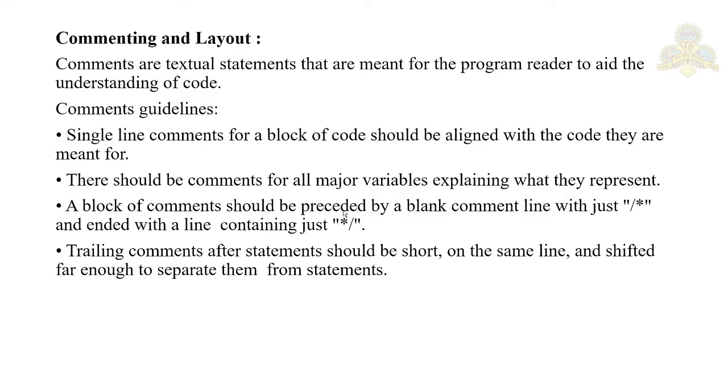There should be comments for all major variables explaining what they represent. So wherever you have variables, and if you think it is a major variable or it is doing a task, then you should have a comment saying what that particular variable is doing. A block of comments should be preceded by a blank comment line with just a forward slash and star, and ended with a line containing star and forward slash. This is how, between these two symbols, you have to have your comments.